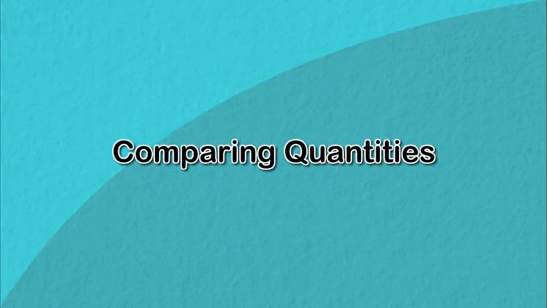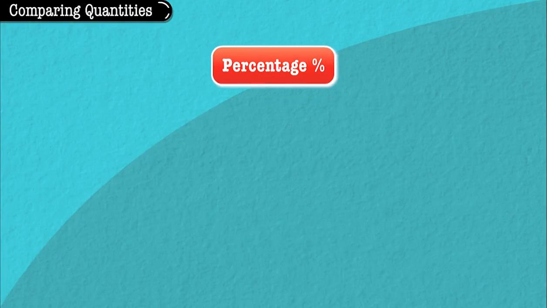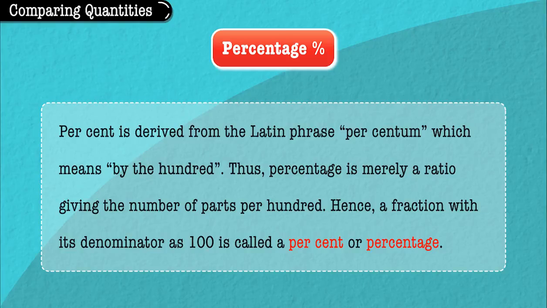Comparing quantities. In this animation, we will learn percentage and simple interest. Percentage is derived from the Latin phrase per centum, which means by the hundred. Thus, percentage is merely a ratio giving the number of parts per hundred.